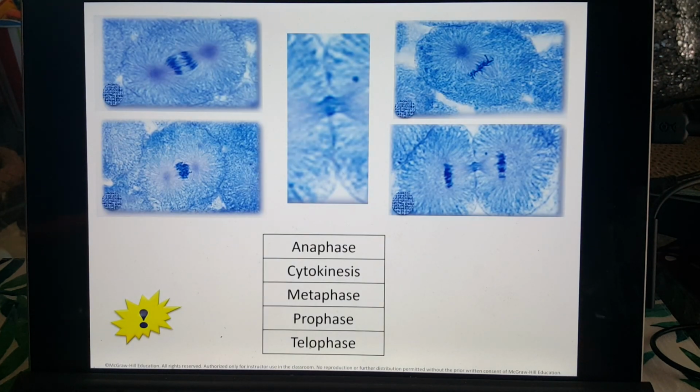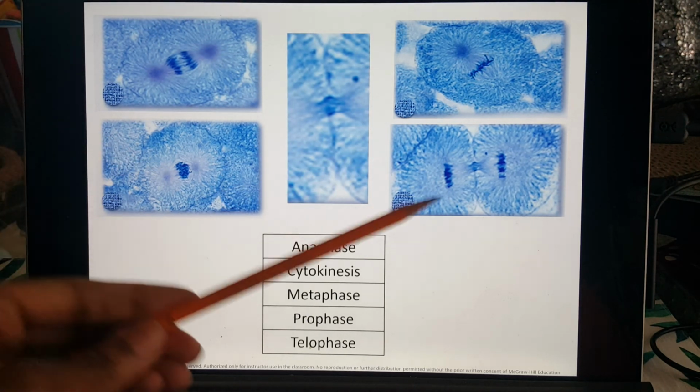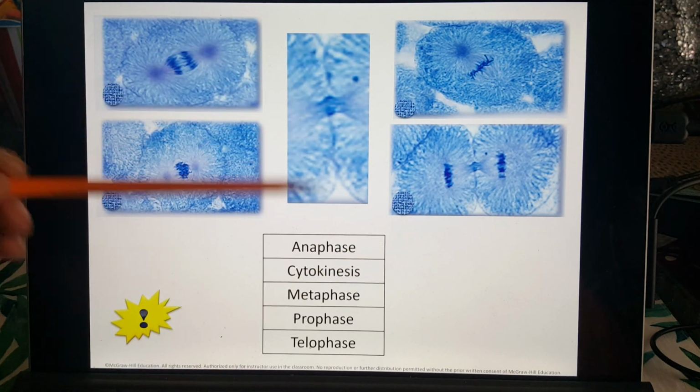Okay, so this is the last slide for chapter 4. Again, on your exam, you will identify the different phases of mitosis, including cytokinesis. So we have our prophase, metaphase, anaphase, telophase, and then finally cytokinesis.